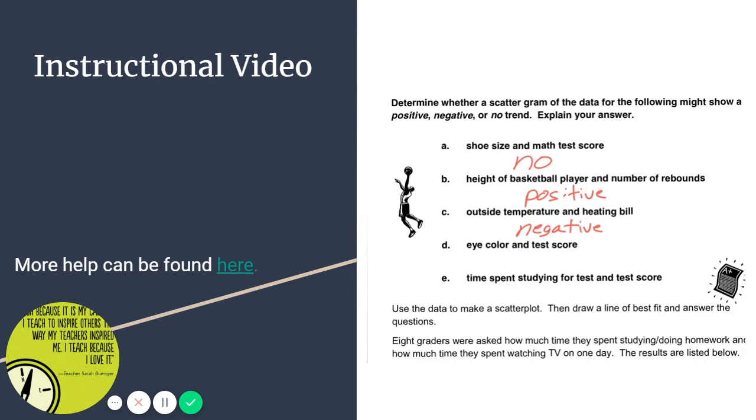Eye color and test score. Again, this is a no trend because as your eyes increase in color, which first off doesn't make a lot of sense, that doesn't mean your test scores are going to increase or decrease. So that'd be hard to measure in the first place. Finally, time spent studying for a test and test score. We're going to end with this as positive because we see in a general sense, the more you study for a test, the better you do on that test. That will be a positive trend.